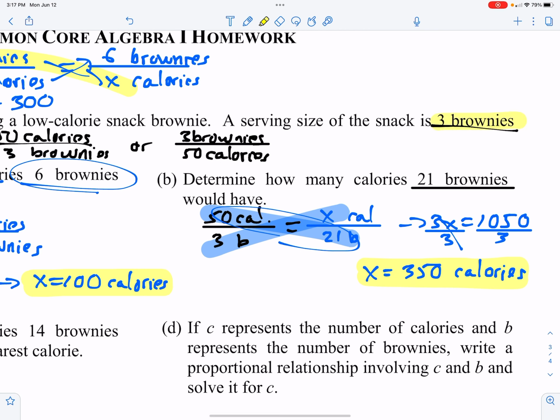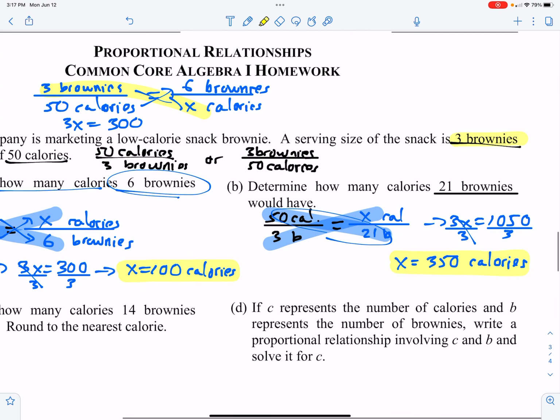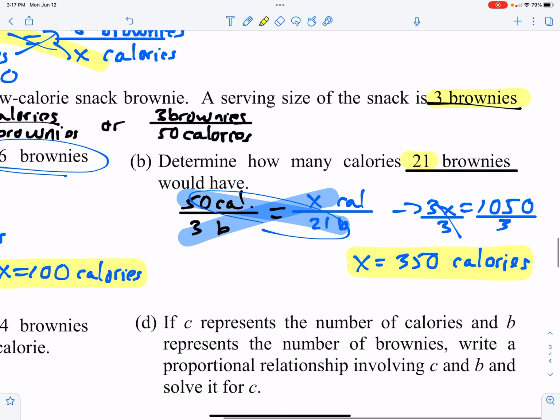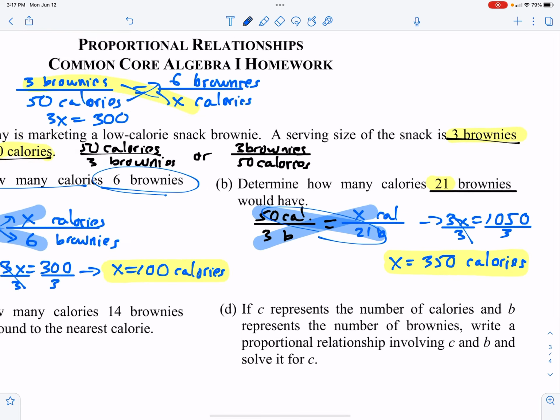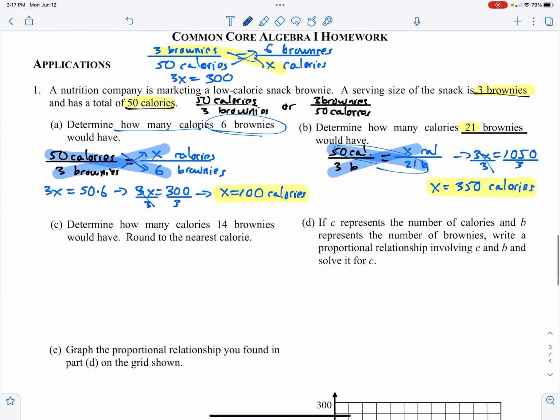We originally started with 3 brownies having 50 calories. Well, 21 is 7 times more than 3. Therefore, 350 is 7 times more than 50.